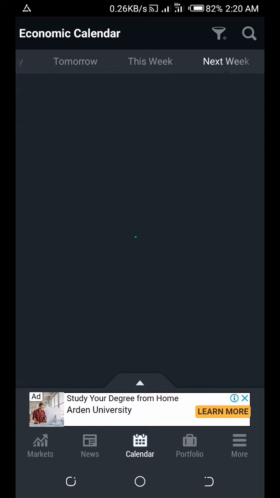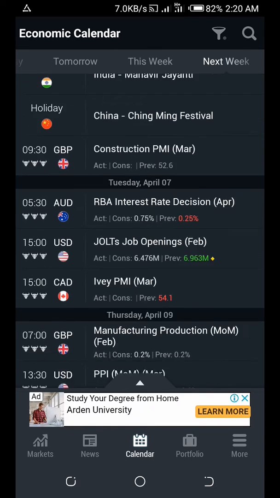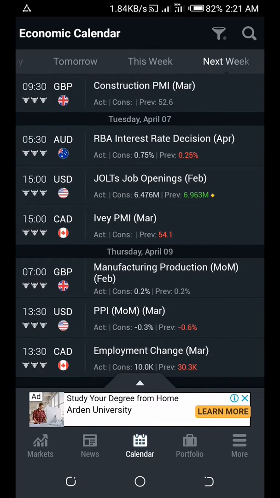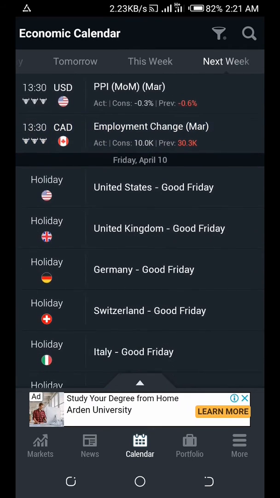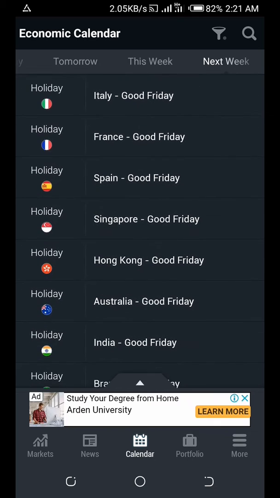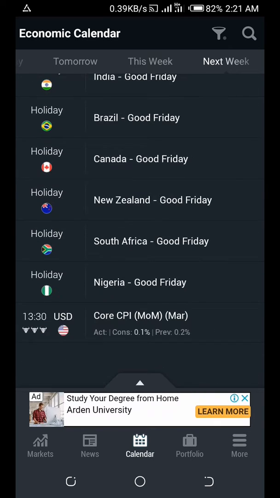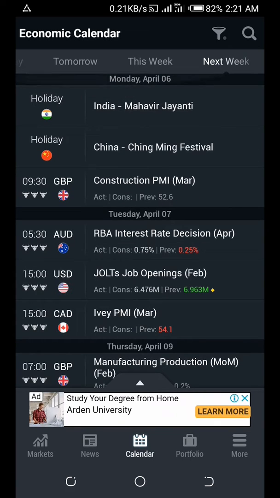Let me go to next week. Next week, we have AUD interest rate. This is a major event. We have employment change, Canada employment change. This is a major event. We can see the Easter holiday, and all the countries are having their holiday.